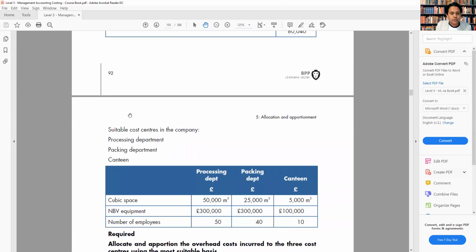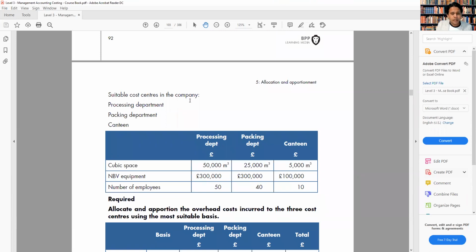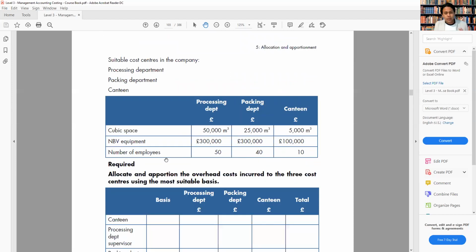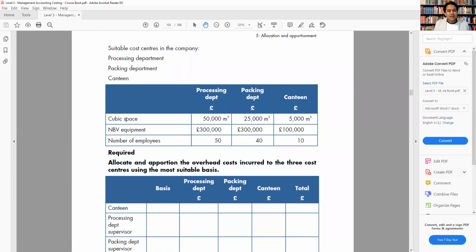Now we have some suitable cost centers in the company. We have 3 departments: processing department, packing department, and the canteen. All right. And we have some suitable basis here. They give us some more data. It's a cubic space. Now the cubic space we can say is a square meter.